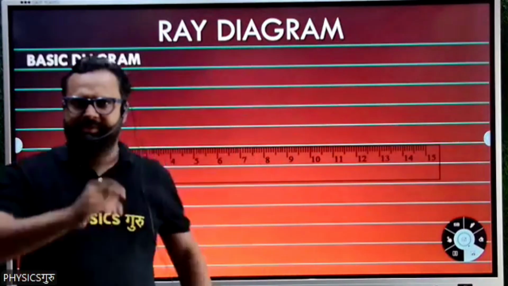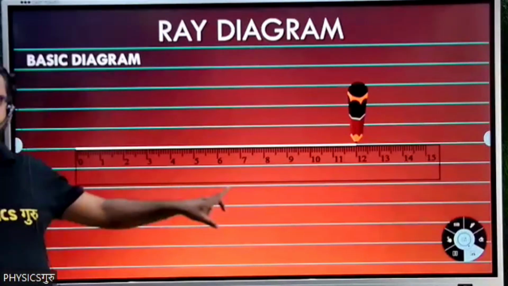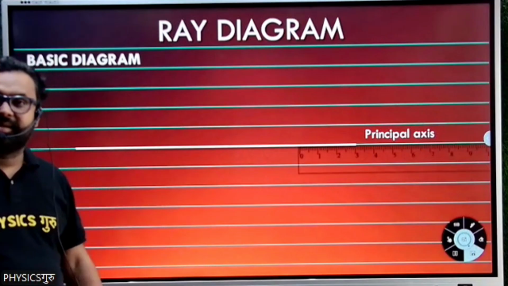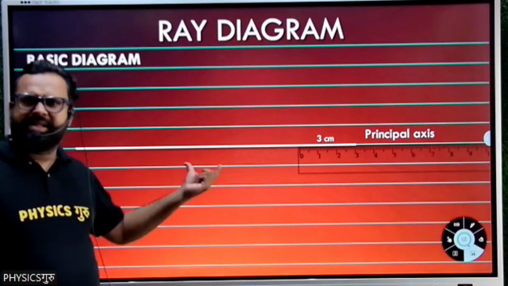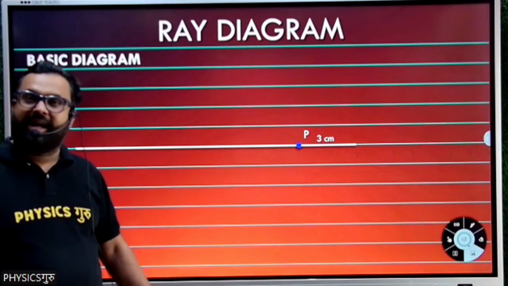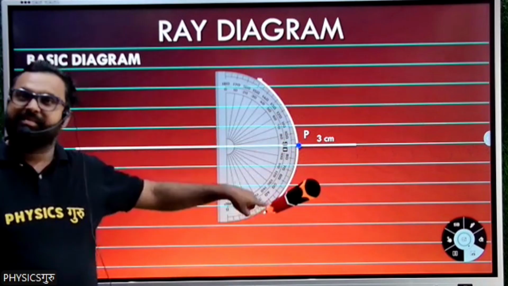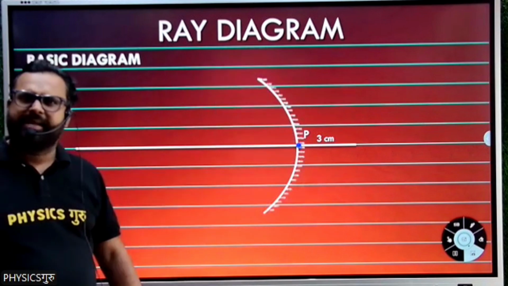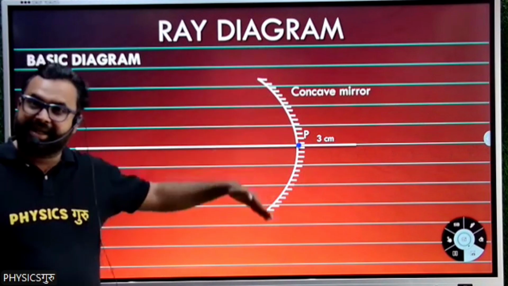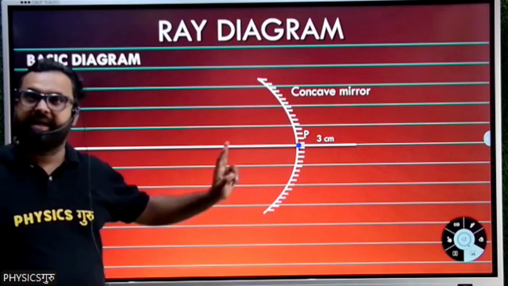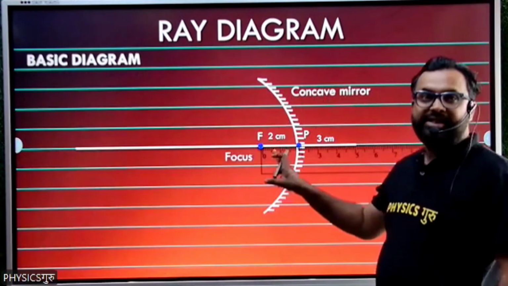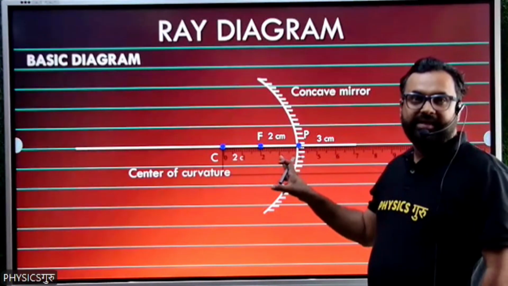So see the diagram. First you need to draw a straight line, this is called the principal axis. Let us assume 3 centimeter as a distance, and we take it in a compass. And we draw a mirror. Basically it is a spherical surface. If you do the shading and polish part, it will become a mirror. So this is a concave mirror. This 0.2 centimeter we call the focus, and this is the center of curvature.